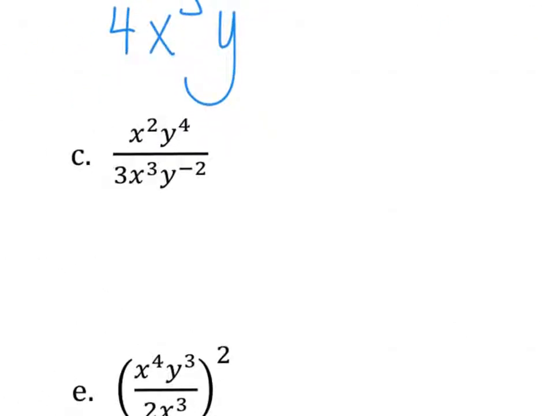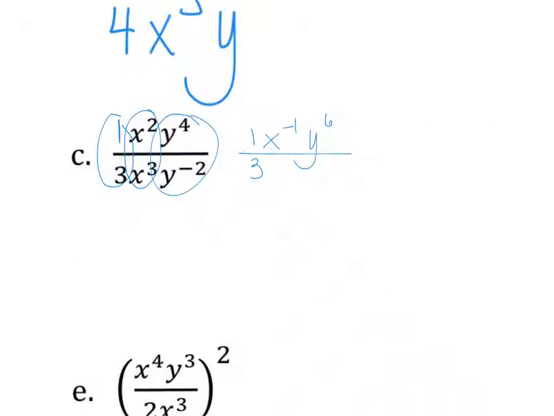So let's do the same thing here. We have a coefficient of 1 up top. So 1 over 3, this part right here, just stays as 1 over 3. So in our answer, we're going to have 1/3 as part of it. X squared over x cubed, we subtract our power. So 2 minus 3 is negative 1. I like to move everything to the top and then worry about negatives later. Y, we have 4 minus negative 2, which is 6.